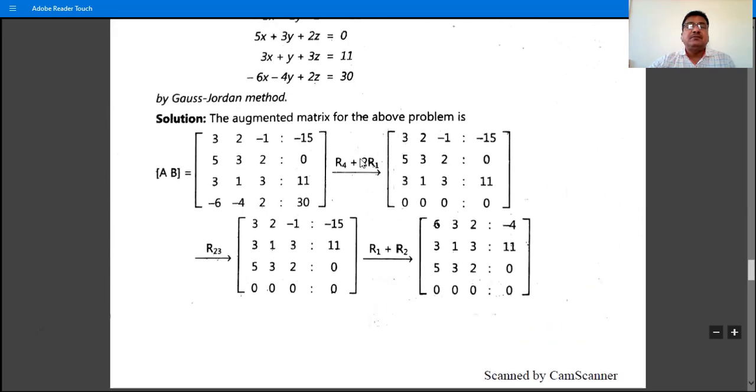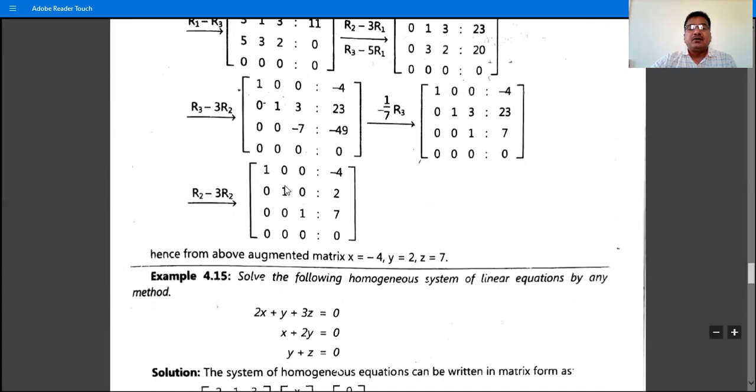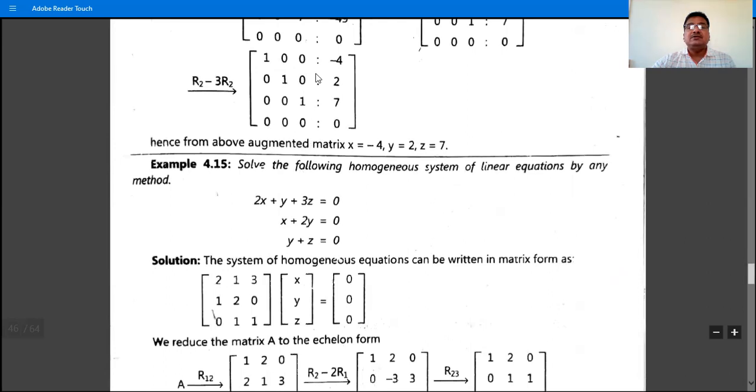But follow the procedure, that is, reduce this element to 1, then reduce the below element to 0, then reduce this element to 1, and then reduce the below and above elements to 0, because we have to reduce the matrix to echelon form. Then reduce this element to 1, and then reduce the below and above elements to 0. So this is the procedure to obtain the reduced row echelon form. So we have, this is the reduced row echelon form.